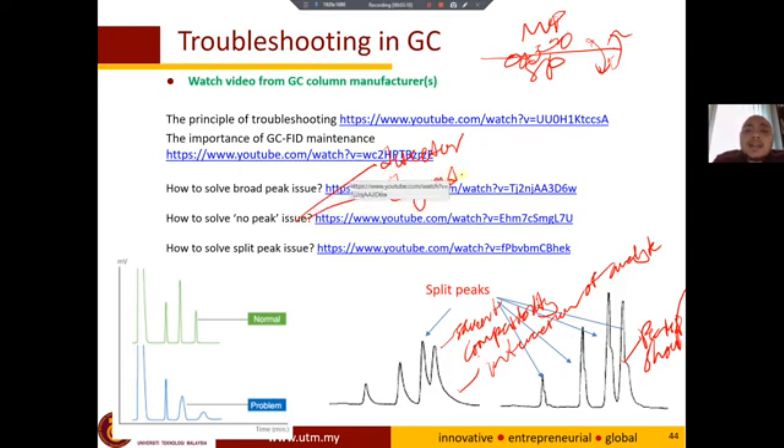That's why I said before, I try to inject a new standard if my previous standard did not appear in the chromatogram. I am afraid that my standard is degraded, so I try to prepare a new one. If after you prepare a new one it is still not detected, it can probably be the detector.